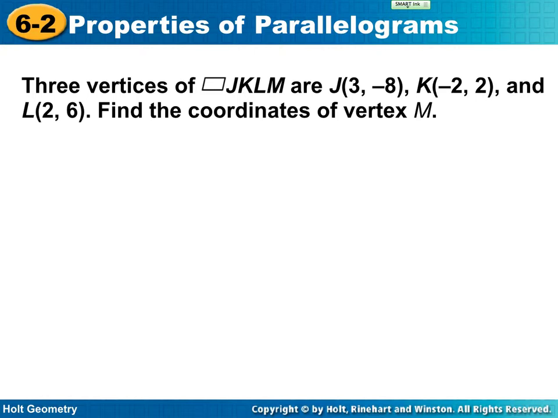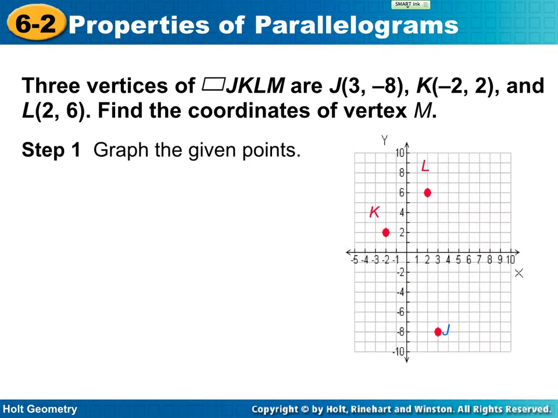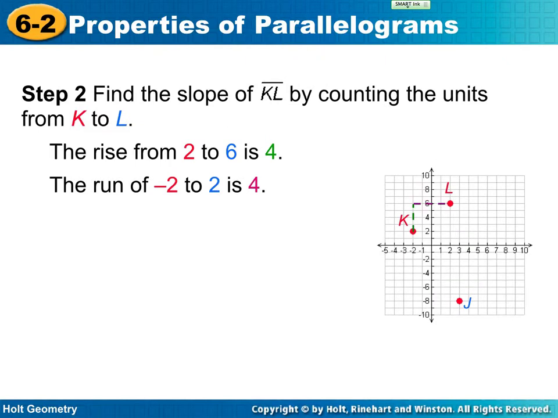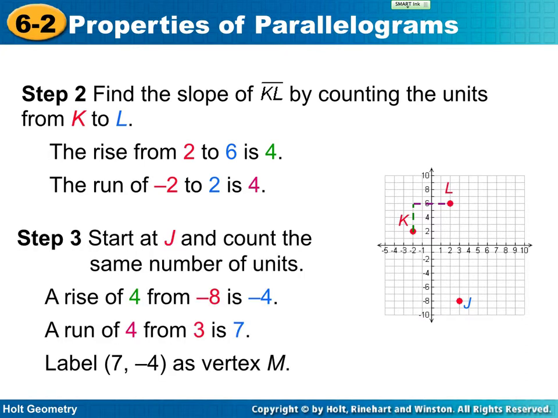So count your slope. So your picture is kind of like this so far, right? Okay, so from K to L, you have to go up, what is it? Up 4 to the right 4. So from J to get to M, you have to go up 4 and to the right 4. So count that same up and over. That point should be where M is to make the parallelogram.